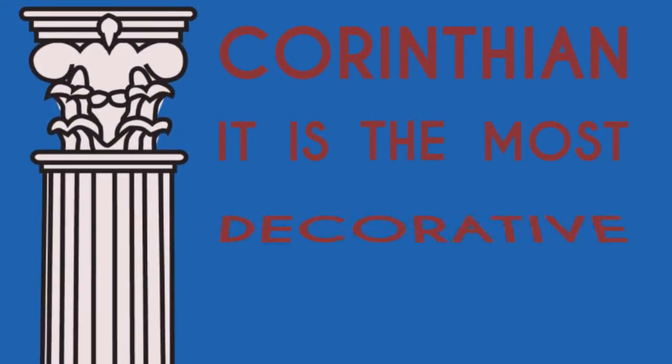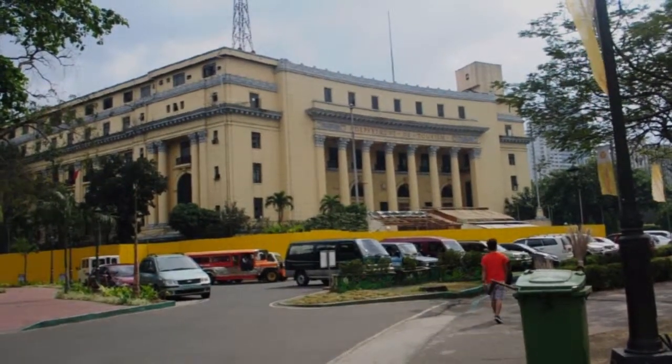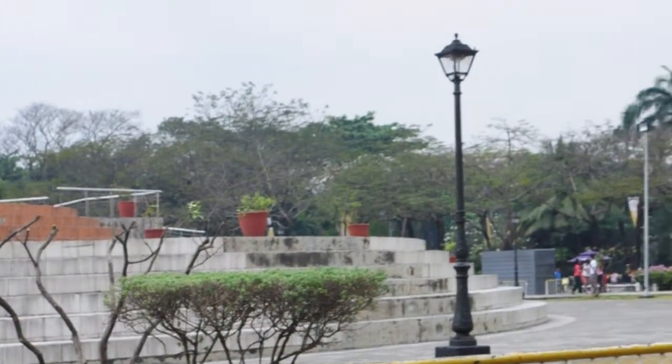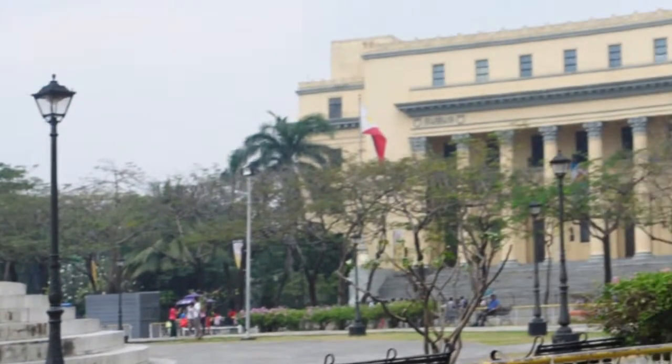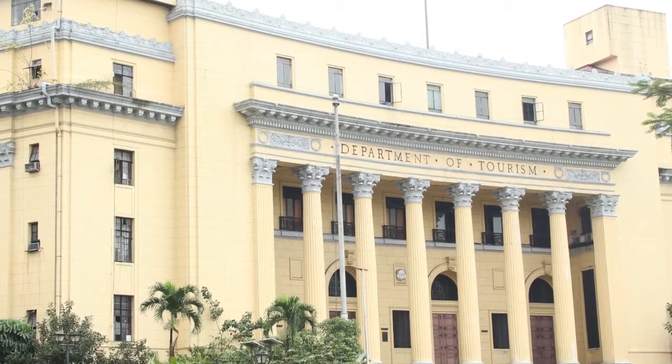And lastly, the Corinthian. It is the most decorative and the tallest of the three. They are similar to the Ionic columns, but they have a design of leaves at the top. The Corinthian is usually used when a more extravagant design is wanted. An example is the Department of Tourism building. It makes use of the Corinthian order of architecture. The DOT is located across another neoclassical structure, the Department of Finance. The DOT was designed by Antonio M.